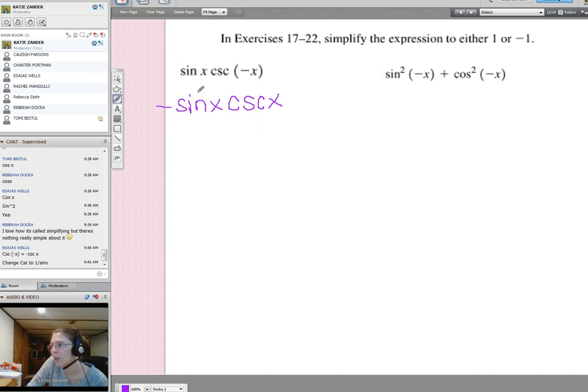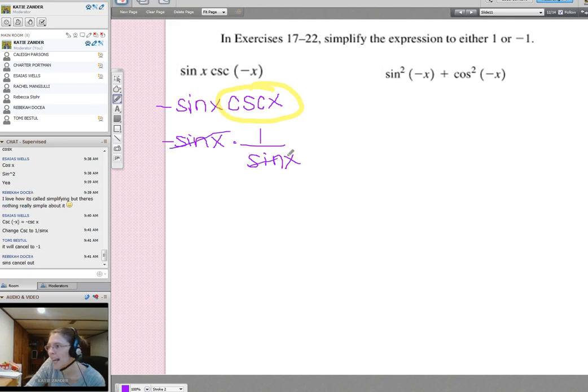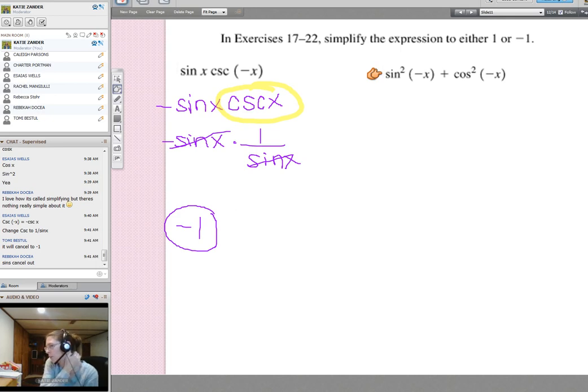Yeah, use the reciprocal for cosecant, right? That is the same as 1 over sine. What do you notice when you change that to your 1 over sine? Yep. Signs cancel out. You do have the negative sign there, but it reduces to a -1. Awesome. All right, this seems like a trick question, but what about the next one?